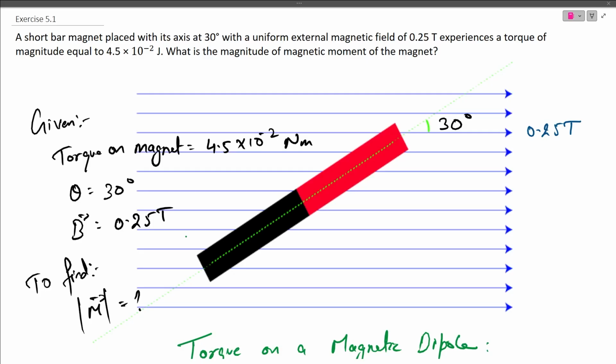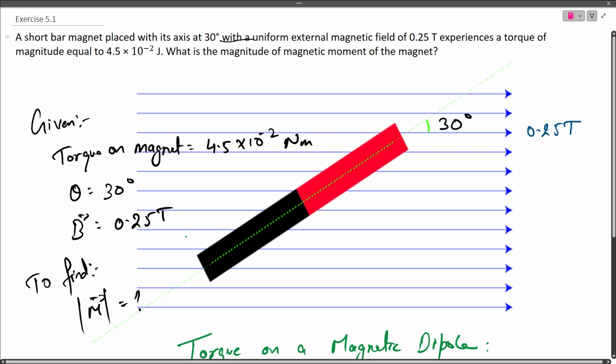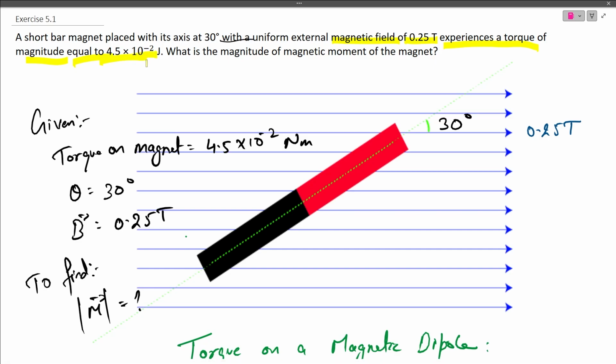The question says that a short bar magnet placed with its axis at 30 degrees with a uniform external magnetic field of 0.25 Tesla experiences a torque of magnitude equal to 4.5 × 10^-2 joule. What is the magnitude of the magnetic moment of the magnet?